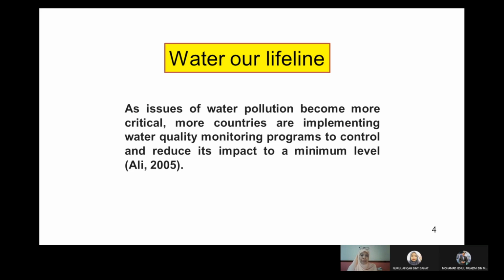Now, when you talk about water quality, there is something that we have to ask. Where is the location of the river that we are talking about? Because some of the rivers in our states are heavily polluted, some are not so heavily polluted. I'm quoting Ali 2005. He says that as issues of water pollution become more critical, more countries are implementing water quality monitoring programs to control and reduce its impact to a minimum level. This is why we need to have a monitoring program. And it's not just a monitoring program. It has to be very intensive data collection so that we can really focus on the sources of pollution that we are dealing with.